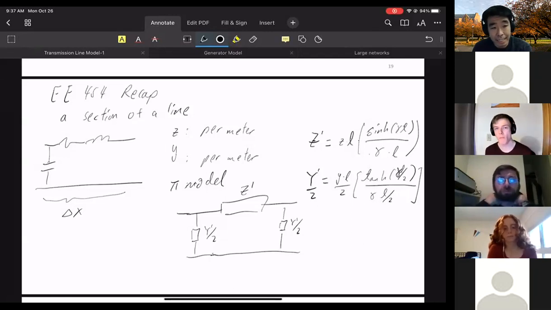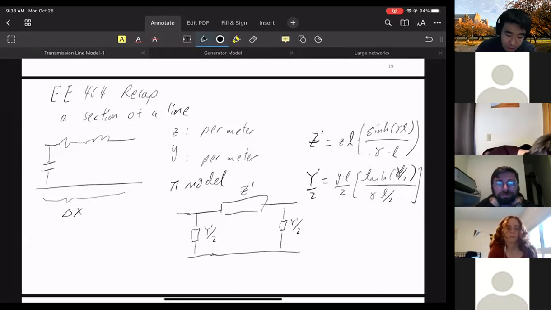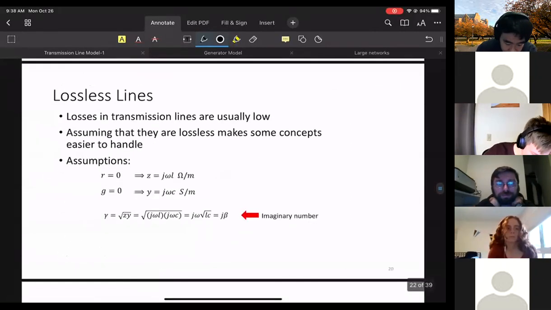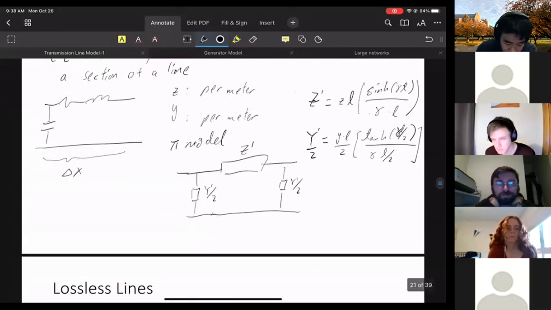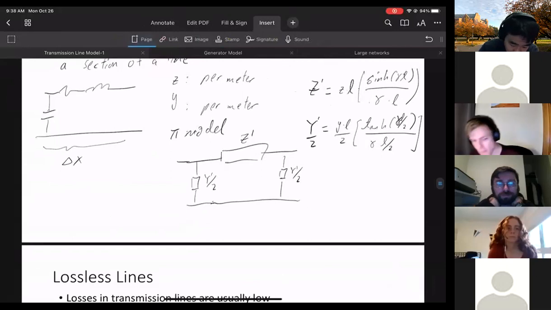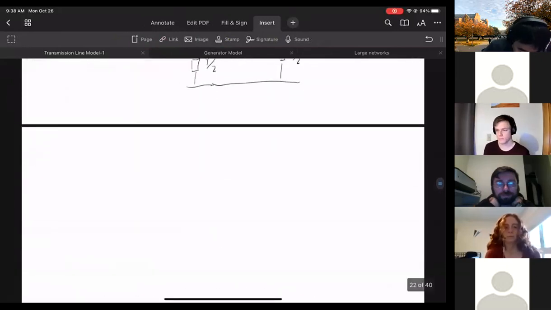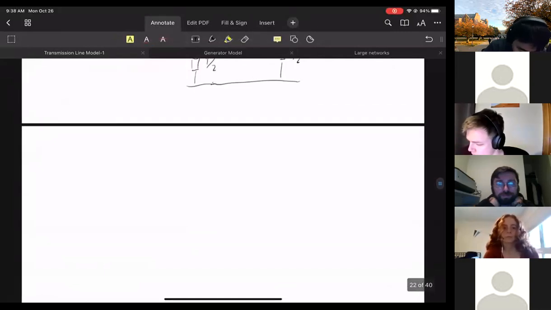Then we'll look at generator models, a brief review of generator models. Then we'll go to a large-scale power system. We'll start to see some matrix notation, how we describe a system like this. All right, so let's look at today. Today, we'll look at the limits of transmission lines.